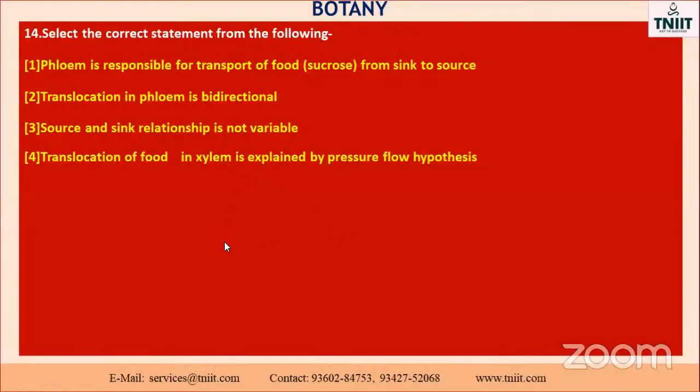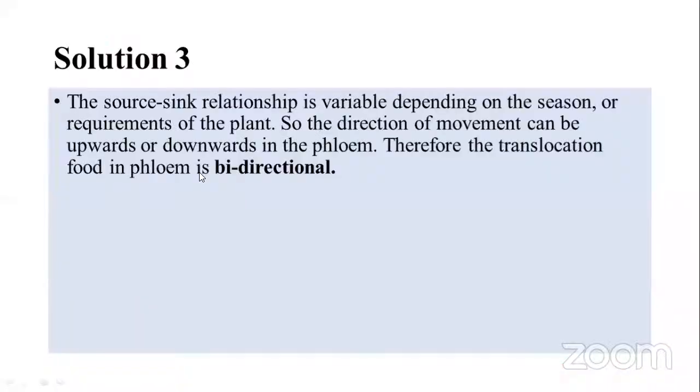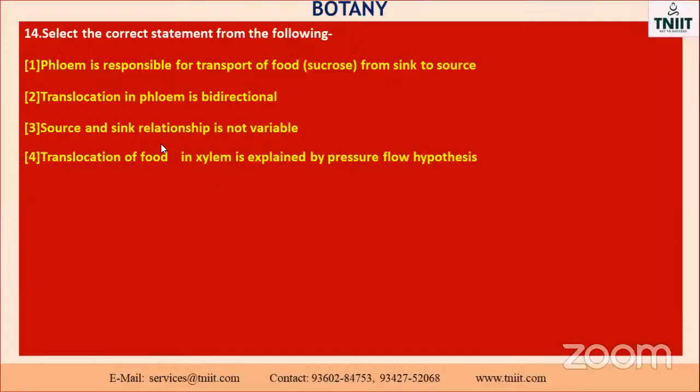Select the correct statement from the following. Phloem is responsible for the transport of food from sink to source. Translocation in phloem is bidirectional. Source and sink relationship is not variable. Translocation of food in xylem is explained by pressure flow hypothesis. Translocation of food is always through which one, xylem or phloem? Phloem only, isn't it? So the translocation in phloem is bidirectional only, because the others are wrong.